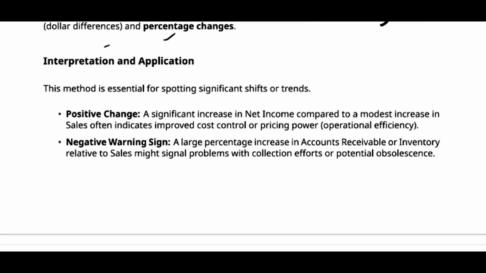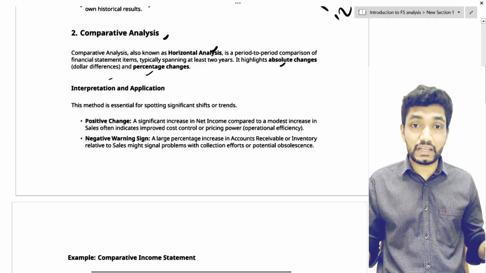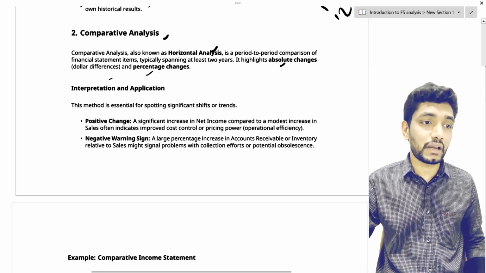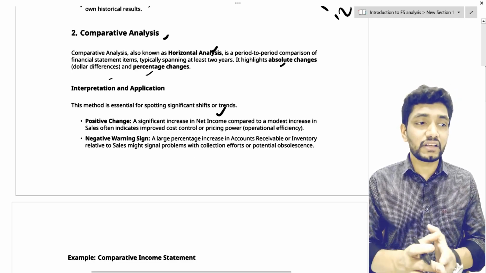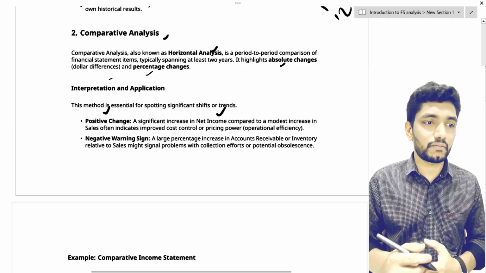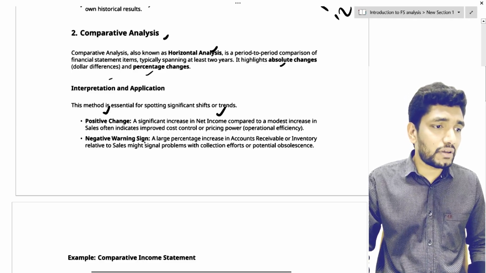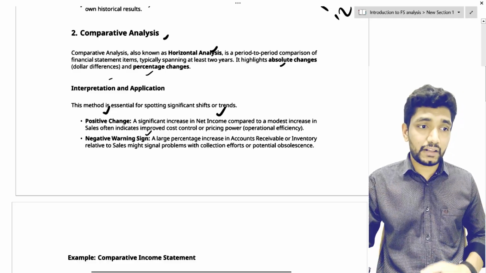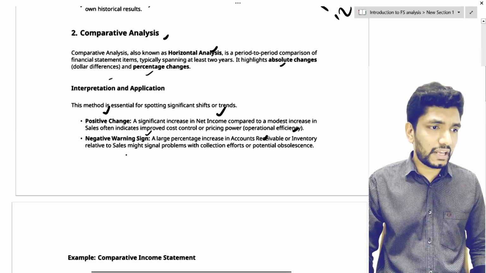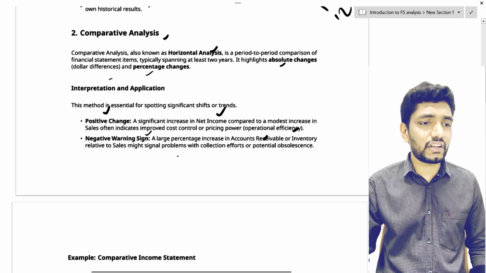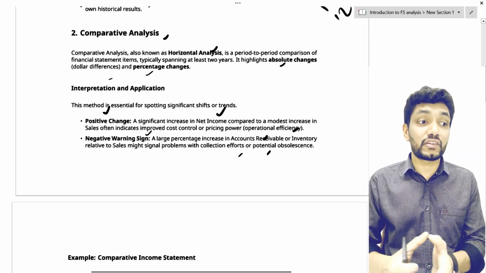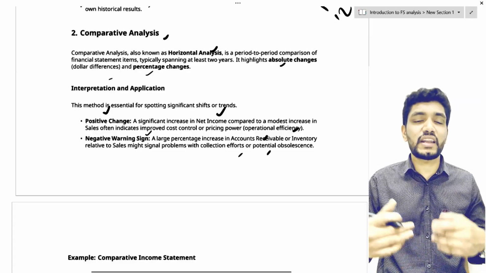Again, with this method, there can be positive changes and negative changes as well. So just assume a company has a significant increase in net income or a significant increase in sales; these can all be positive changes when comparing to the previous year or previous period. Again, there can be some negative signs also, like a large percentage increase in accounts receivable or inventory relative to sales, which might signal a problem with the collection effort and potential obsolescence. Again, if an expense category has increased a lot compared to the previous year, it's a negative sign.